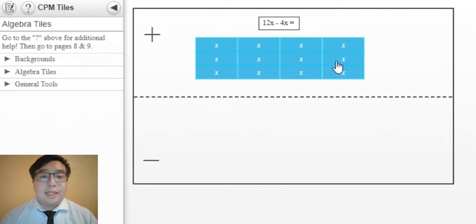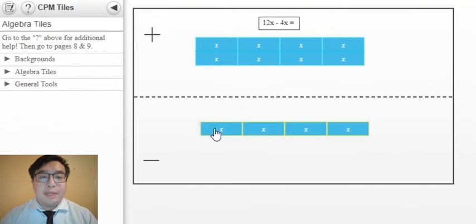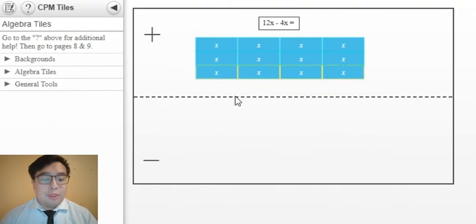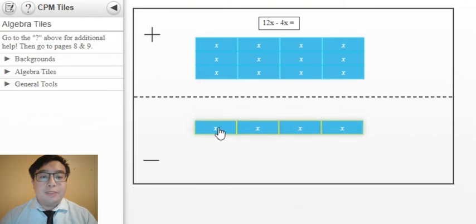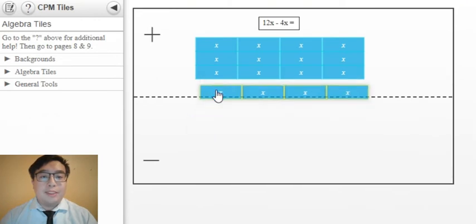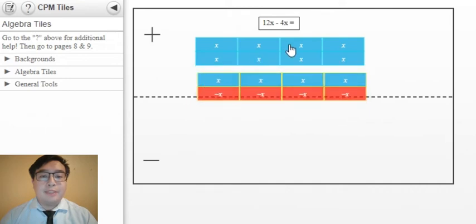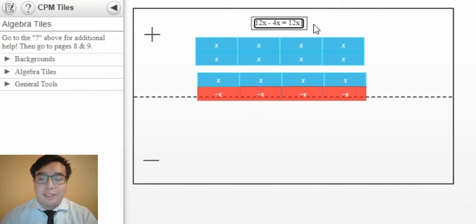Again, I can think of this as I have 12 of these x tiles and I want to get rid of 4 of them, and my answer would be 8x. But what would be another way of getting rid of these 4 tiles here? Well, another way of getting rid of them would be to introduce their opposites. If I want to get rid of these 4 x's, I could introduce 4 negative x's. These red x's will cancel out with these blue x's, leaving me with my same answer of 8x. So an equivalent expression would be 12x, and I introduce 4 negative x's.